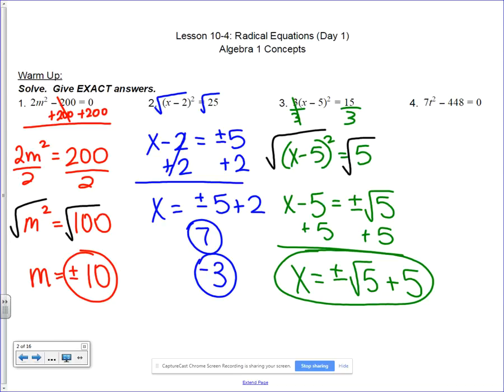So we're going to leave it just like that. That's exact. No reason to try and write out all those decimals from your calculator. All right, and number 4, how am I going to isolate that t? Okay. So now I have 7t squared equals 448. Then what? Not yet. Divide by 7. Just hold that thought for a second.